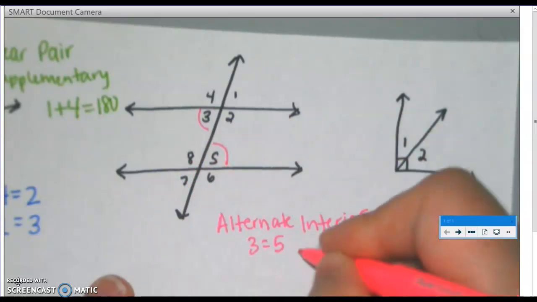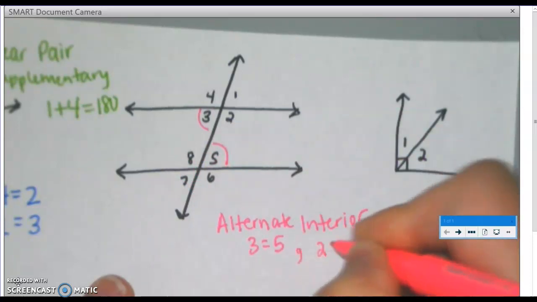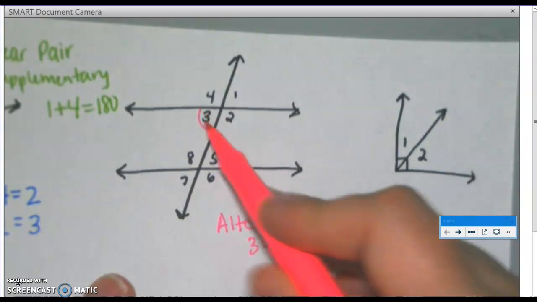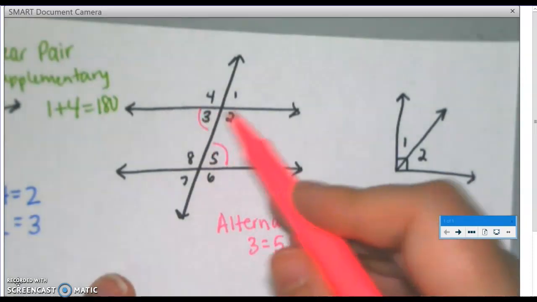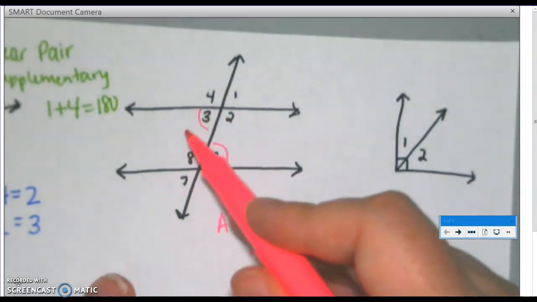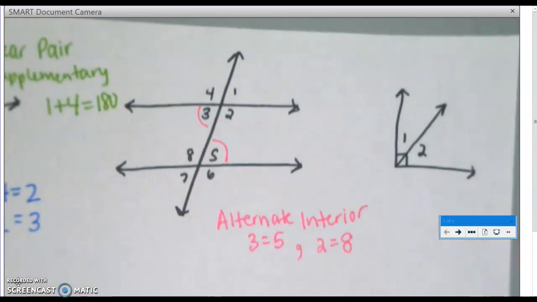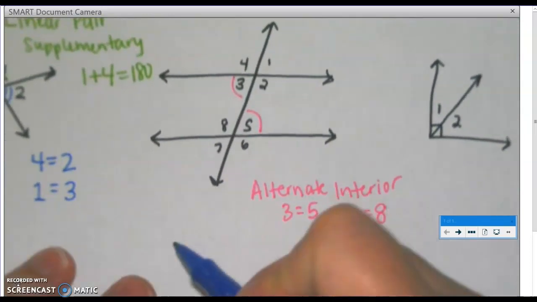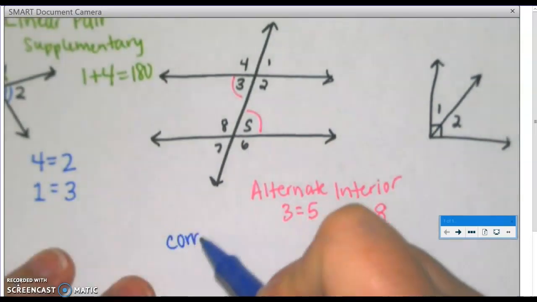So angle 3 and 5 are the same. Angle 2 and angle 8 are the same because they are alternate interior. Alternate because they're on different sides, and interior because they're inside the parallel lines. All right, other pairs of angles that are equal to each other in this picture are corresponding.